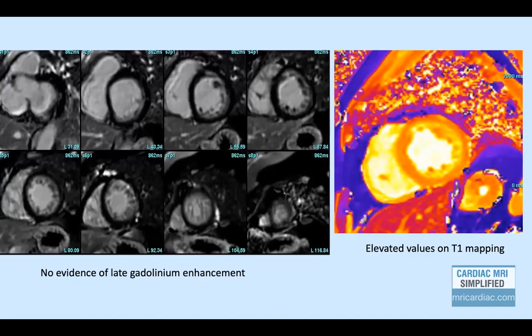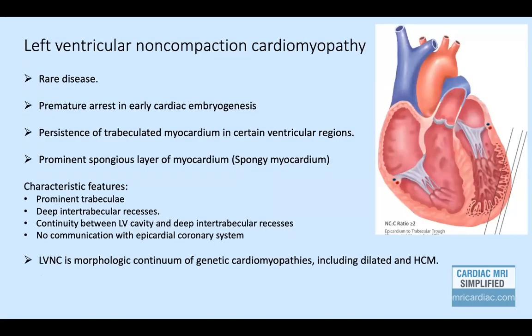Usually there is no evidence of late gadolinium enhancement, but sometimes gadolinium can be trapped in these deep intertrabecular recesses. Make sure not to mistake it as abnormal LGE. Since it is primarily a muscle abnormality, there will be elevated values on T1 mapping because of fibrosis.